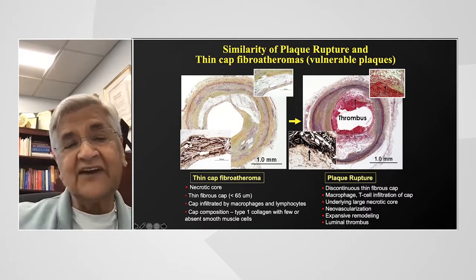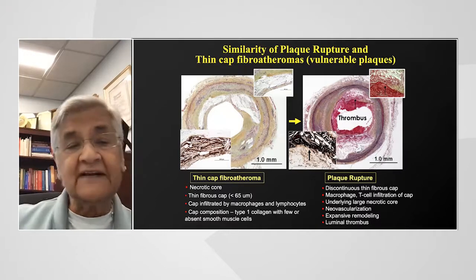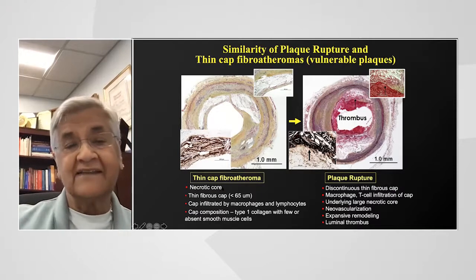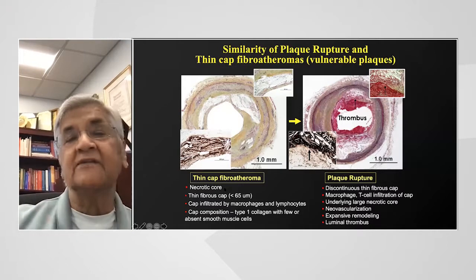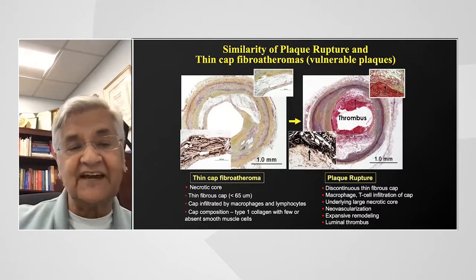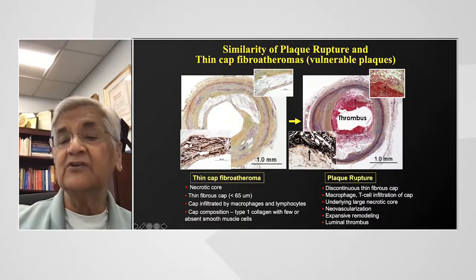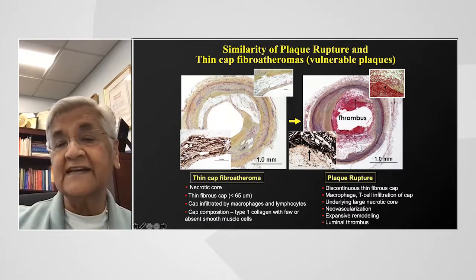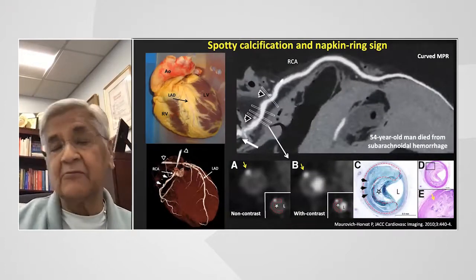But what we identified as an important way of saying these are lesions that are likely to go on to rupture are necrotic core. The larger the necrotic core, the more likely, and especially late necrotic cores, they are the ones who are going to go and rupture. Thin cap fibroatheroma, that is the fibrous cap is less than 65 microns, cap infiltration by macrophages and T cells, and cap composition is type 1 collagen, which are very similar to those of rupture, except here there is a discontinuity, that is the plaque has ruptured, that is the cap has ruptured. So if we can identify these, I think we would be able to do so.